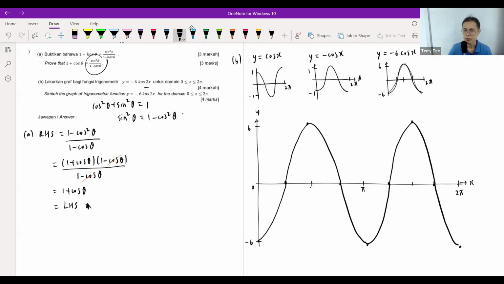This is pi. As we subdivide it, it becomes pi over 2. This will be pi over 4, 3 pi over 4, 5 pi over 4. This is 3 over 2 pi. 6 over 4 is 3 over 2, 7 pi over 4. And I think that's it. Okay, that's my graph.